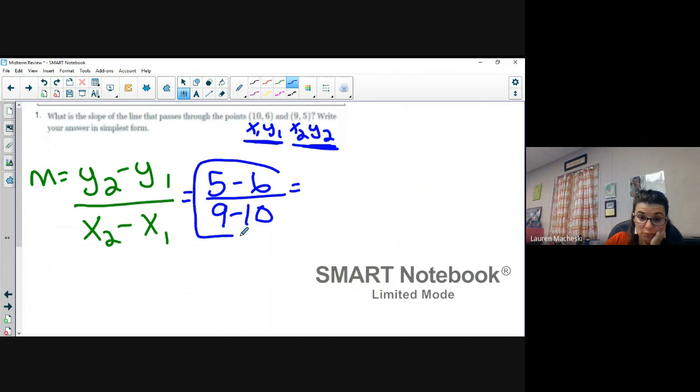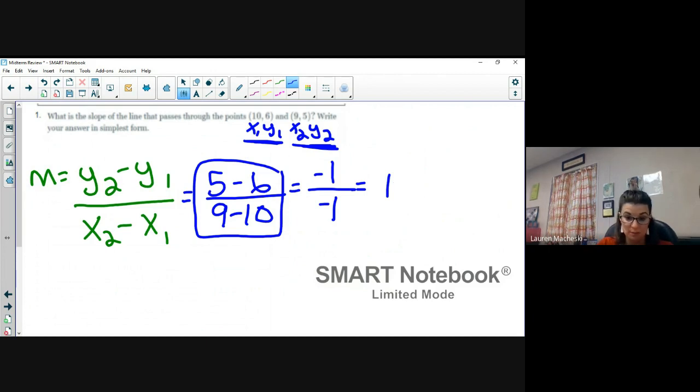From here, you truly could put that in the calculator. 5 minus 6 is -1. 9 minus 10 is -1. Negative divided by negative would be +1. Another way you could actually do this as well, and I'm going to stop sharing this screen so I can share another screen for you. Another way to do this would be to use your graphing calculator.